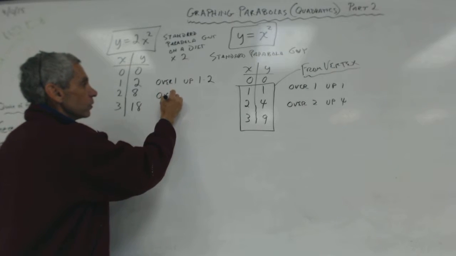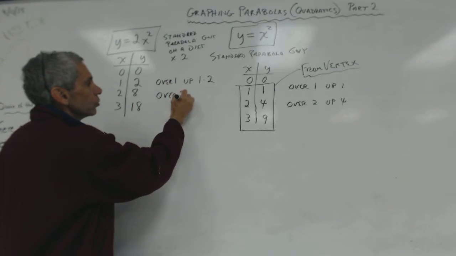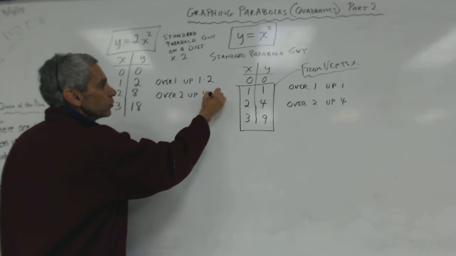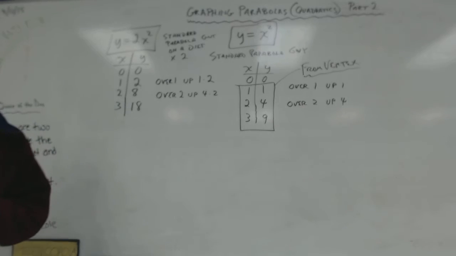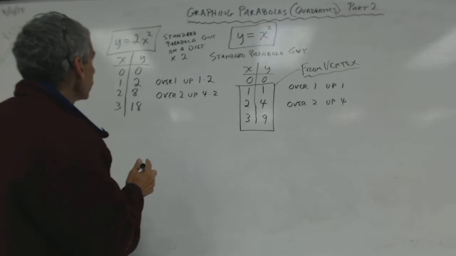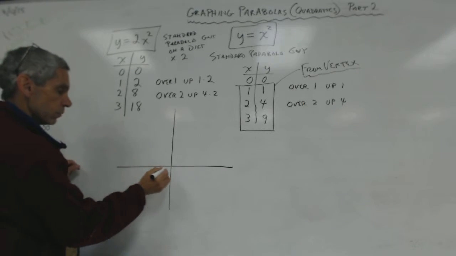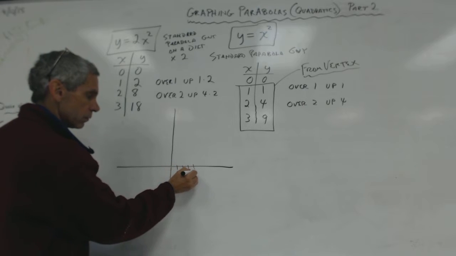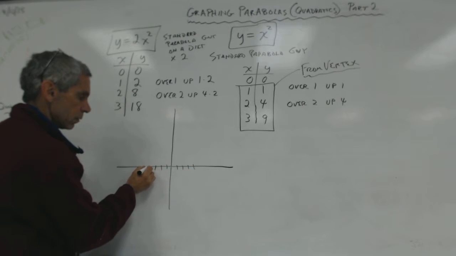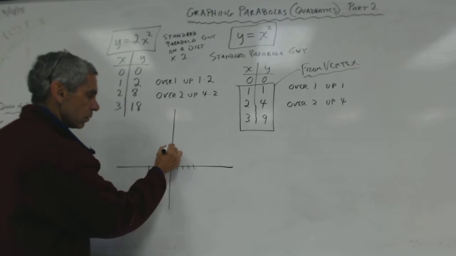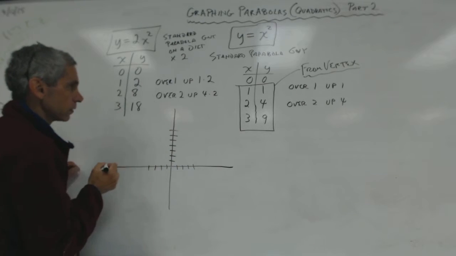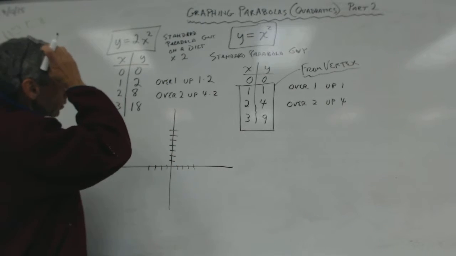Right, but I'm just showing you. I'm over 2, up 4 times 2. So when you graph this, let's graph it. So it's over 2, up 8. Gary, for a frowny face, would it be over 1, down 2? Yes, exactly. Okay.